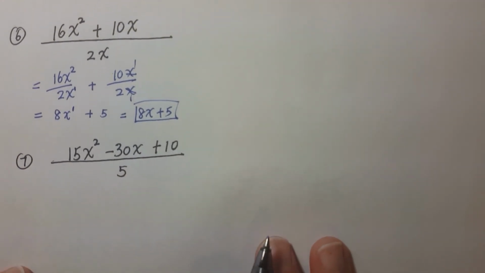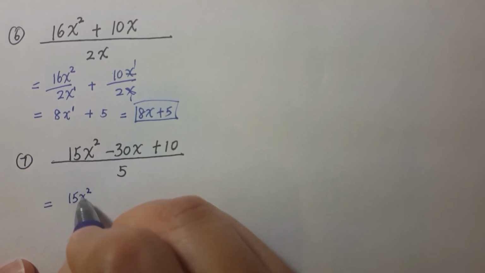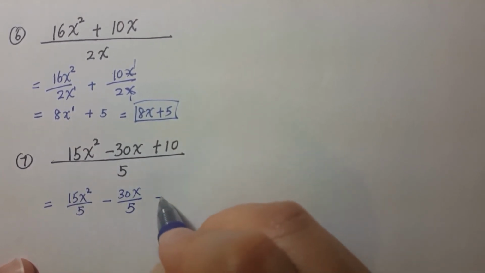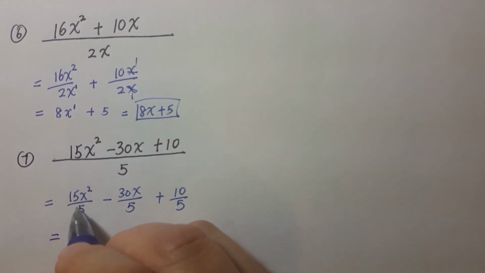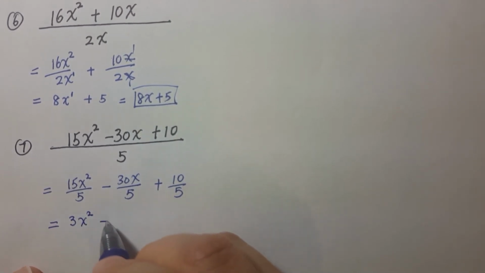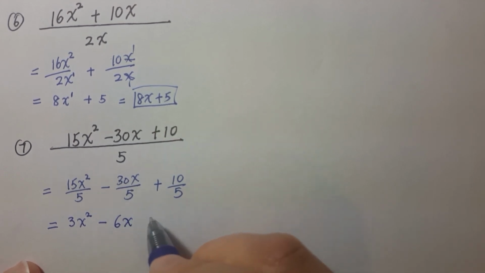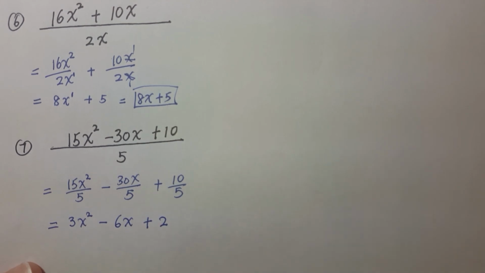Now let's take a look at number 7. So each divided by 5. So 15x squared over 5 minus 30x over 5 and plus 10 over 5. Now 15 divided by 5 is 3. And then nothing to simplify with x squared, so it stays the same. Minus 30 divided by 5 is 6. And nothing to simplify with the x, so it stays the same. And plus 10 divided by 5 is 2. Okay, so we finished. That is the final answer.